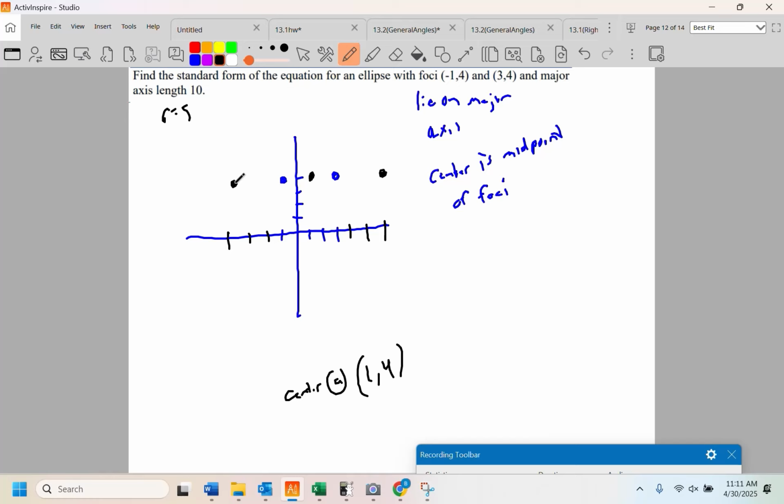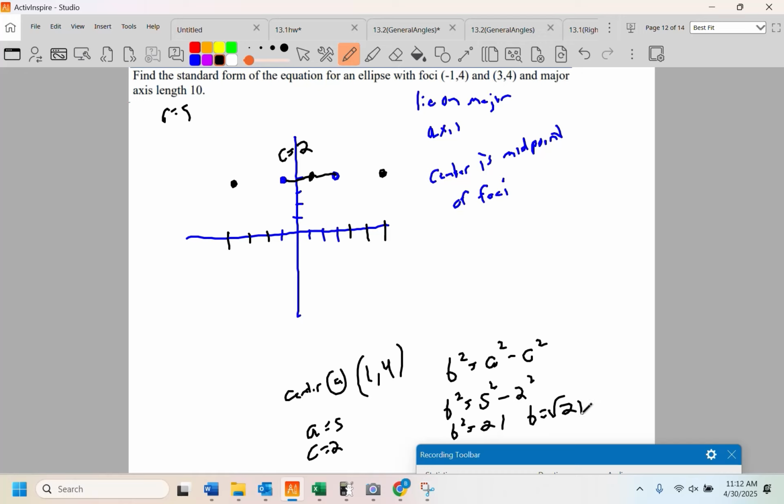Okay, so here's what I have. I know that A is 5, right? C is going to be the distance between these two things. So C is 2. And I know that b squared is a squared minus c squared. Lots of little things can be figured out. So b squared is a, which is 5, 5 squared minus c, which is 2, 2 squared. So b squared is going to be 25 minus 4, 21. b is root 21. I don't actually have to graph this, because I have everything, all right?